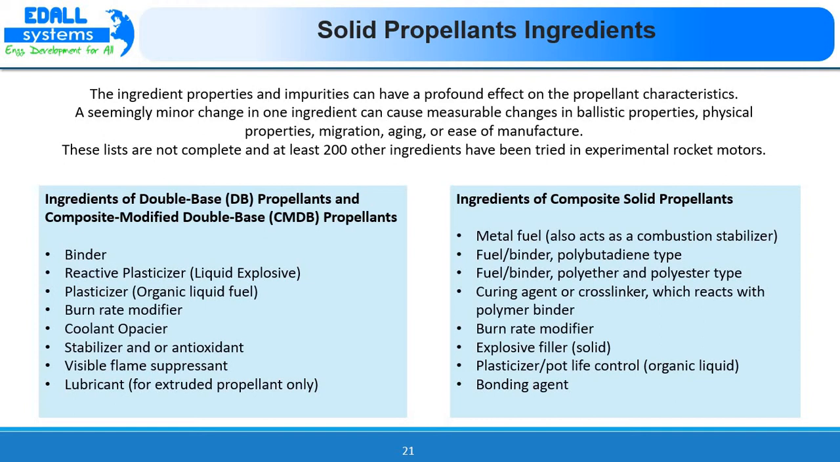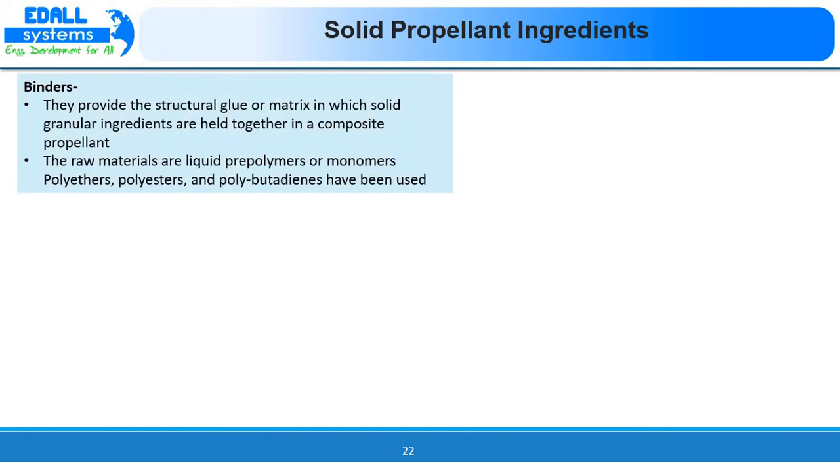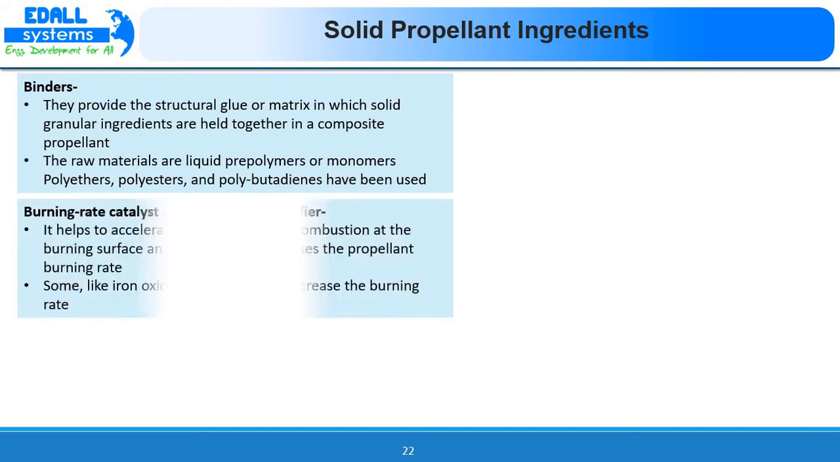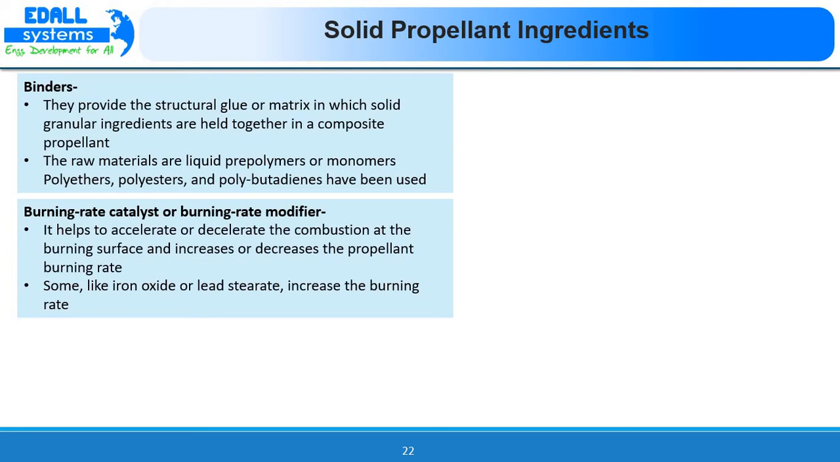So these are certain propellant ingredients which are used in double base propellants and composite propellants. We will discuss some of them in brief. The binders provide the structural glue or matrix in which solid granular ingredients are held together in a composite propellant. The raw materials are liquid prepolymers or monomers. Polyethers, polyesters, and polybutadienes have been used. So binder is mostly used in composite propellants, acting as a glue or matrix in which the solid ingredients are held together.